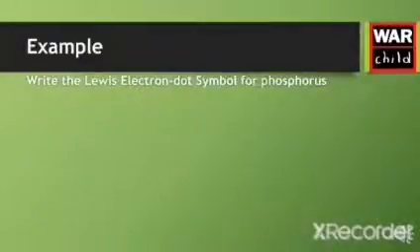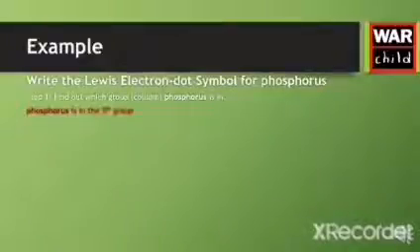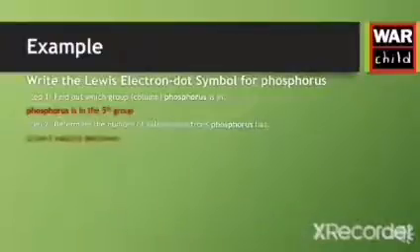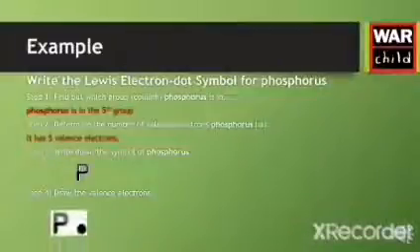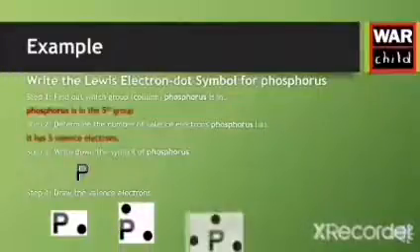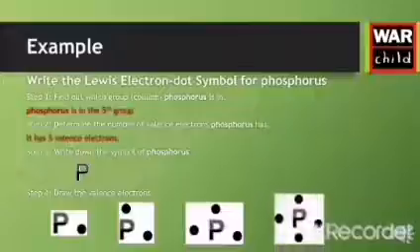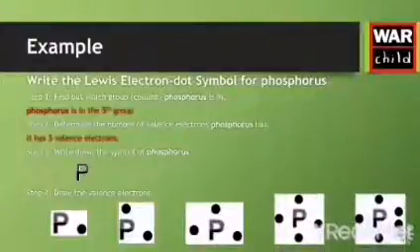Now we'll write the Lewis electron-dot symbol for phosphorus. Phosphorus is in the fifth group. It has 5 valence electrons, and the symbol of phosphorus is P. Now we will write the electron-dot symbol of phosphorus. We start with the first dot at the right, then upward, then to the left, then downward, and then we start again at the right, and finally we will have the phosphorus symbol surrounded by 5 dots that represent the 5 valence electrons.